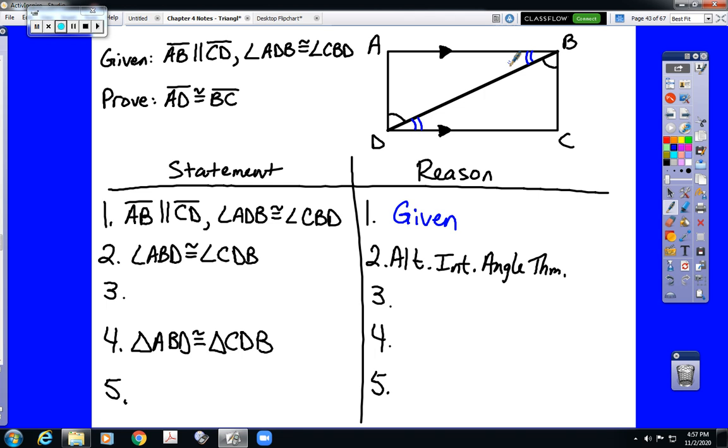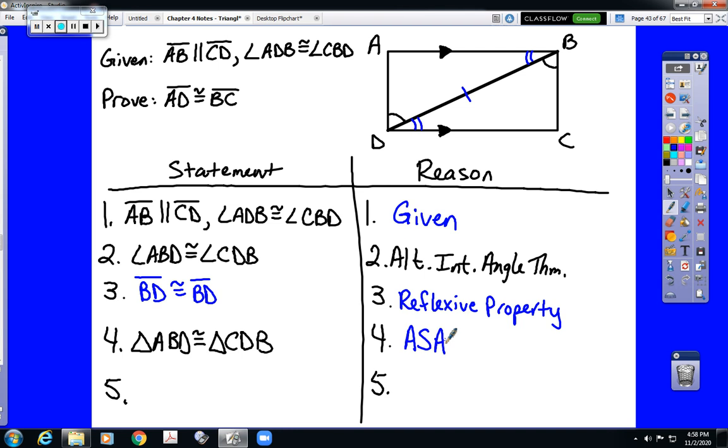We've also got a reflexive side in this picture. Both of the triangles contain side BD. So we can state that BD is congruent to itself using the reflexive property. And if we look at the picture, we have now stated enough to state that the triangles ABD and CDB are congruent because we have shown angle-side-angle congruence.